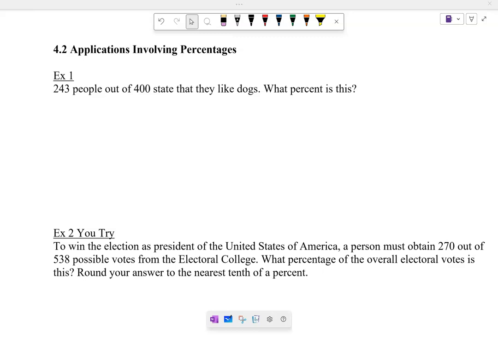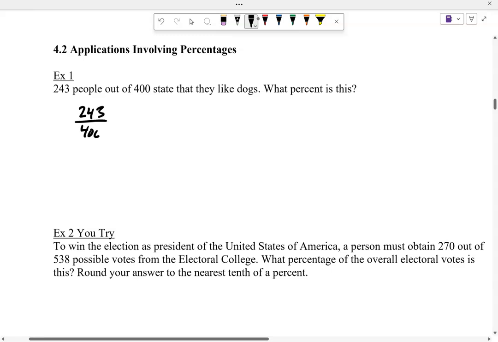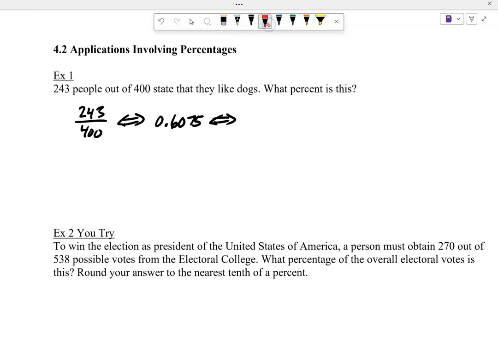All right, so we have 243 out of 400 people in the state that like dogs. 243 out of 400. So I just punch this in. What percent is this? I punch in 243 on my calculator, divide by 400, and I get 0.6075. But what percent is this? Remember, we've got to move that over a couple times. So 60.75%. So 60.75% of people like dogs.